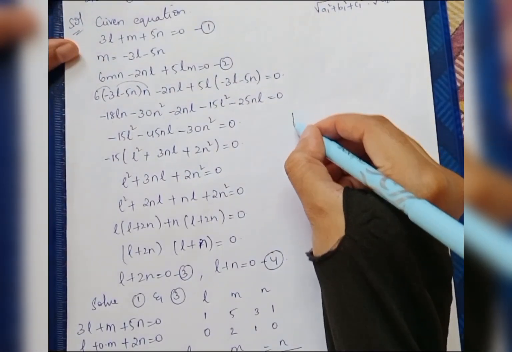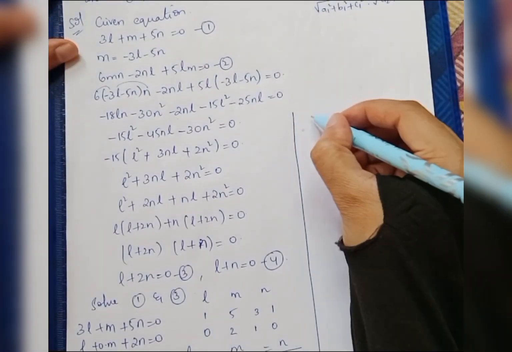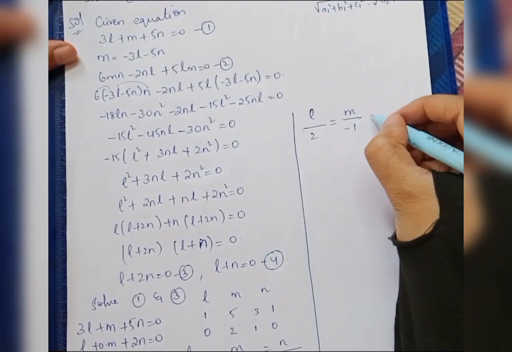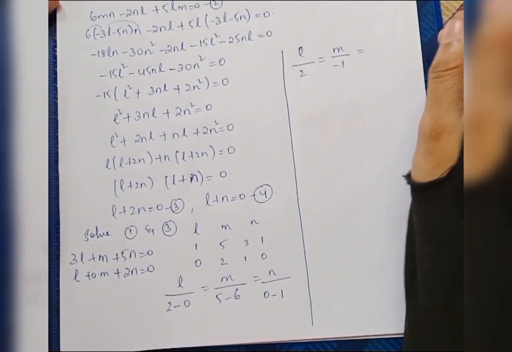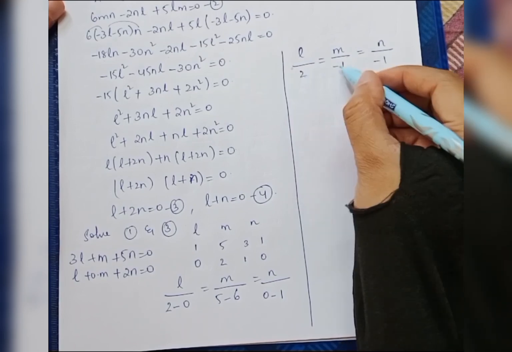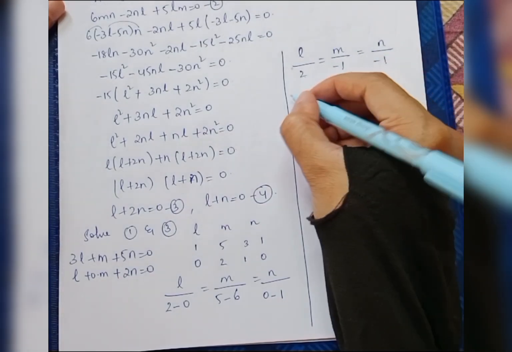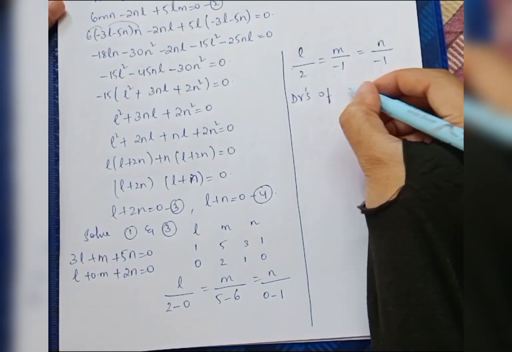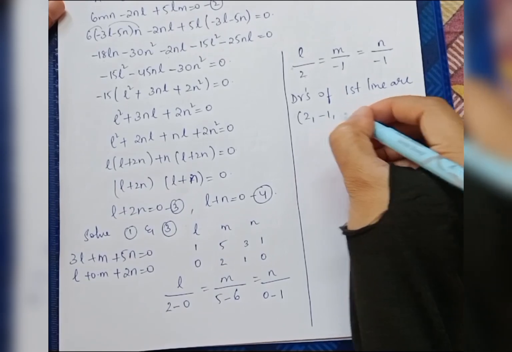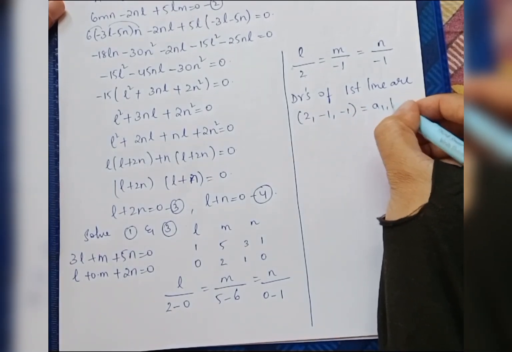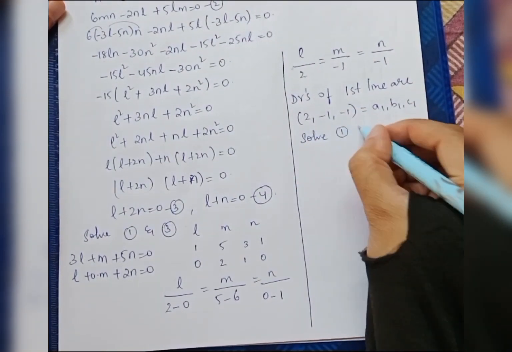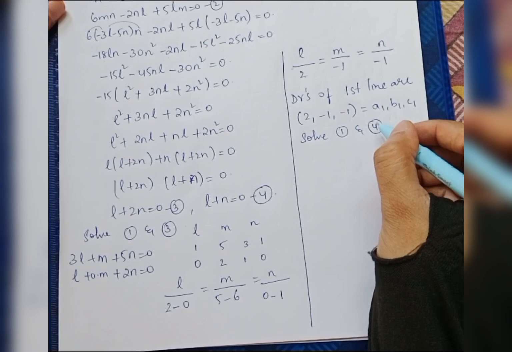So from here we'll get l by 2 is equal to m by minus 1 is equal to n by minus 1. So here the values 2, minus 1 and minus 1 are the DRs. So the DRs of the first line are 2 comma minus 1 comma minus 1, which are the values of a1, b1 and c1. Now we should solve 1 and 4 to get a2, b2 and c2.